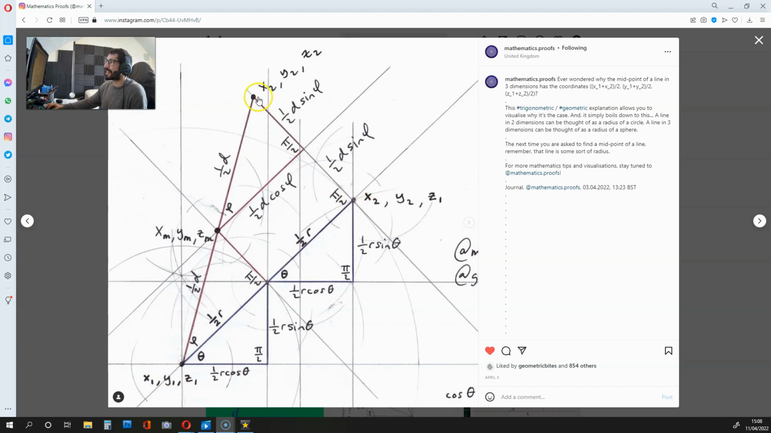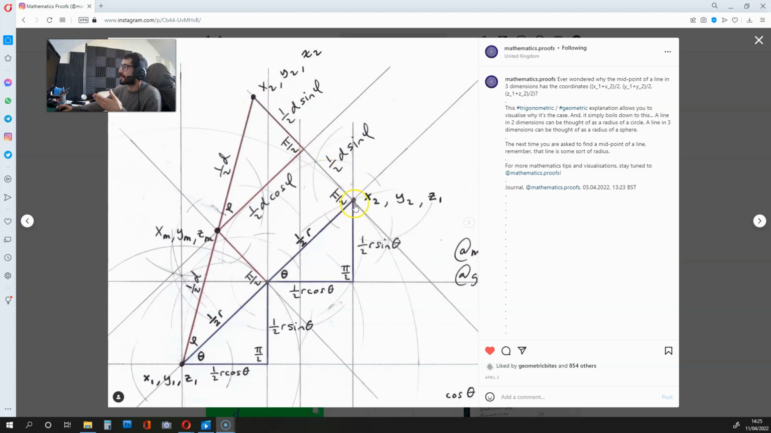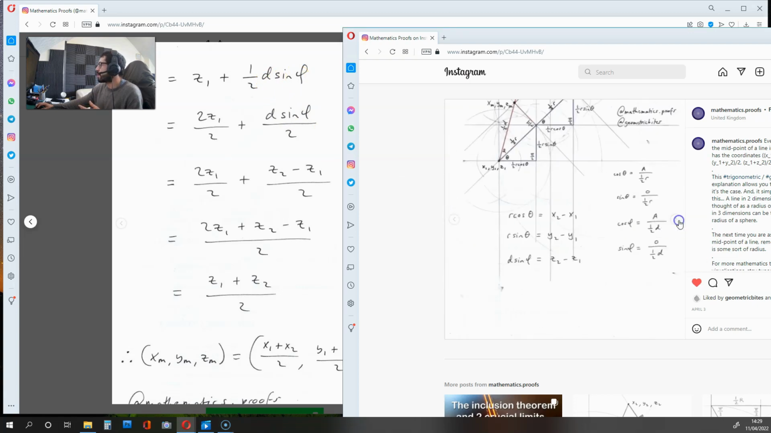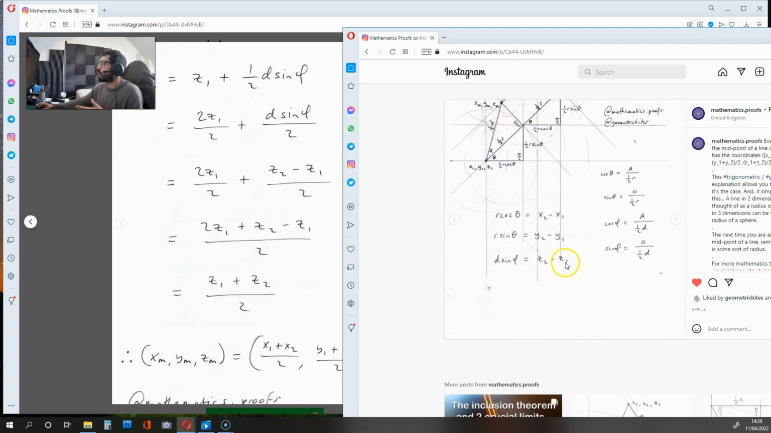Now remember, this right-angled triangle is poking out of the Z1 plane. So this distance over here is going to be Z2 minus Z1, or it's going to be d sine phi. Now let's get that Z coordinate. What it's going to be is Z1, because we start from the Z1 plane, plus half d sine phi. Now because d sine phi, as I said before, is Z2 minus Z1, what we get is this equation over here, and it simplifies to Z1 plus Z2 over 2.